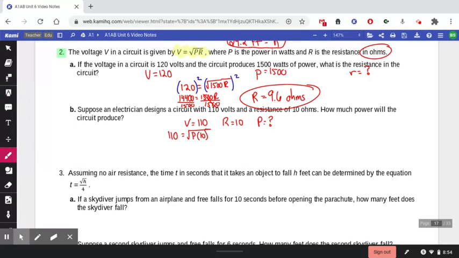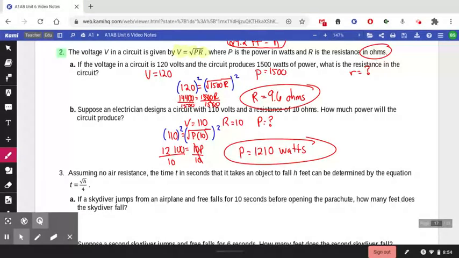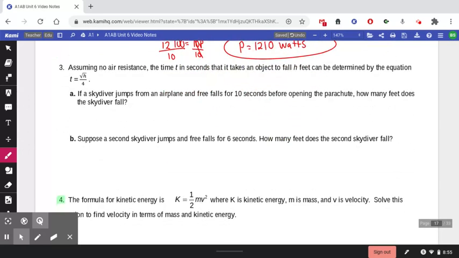Pause the video now, try to solve for P. So you should have gotten this. 1,210 watts would have been the power that the circuit could produce. All right, so you should have squared it first to get rid of the square root. Since the 10 was underneath the square root, we can't just divide by 10 to get rid of that, all right? So please make sure that you're squaring first to get rid of that. If the 10 was on the outside, we could have divided. Good.